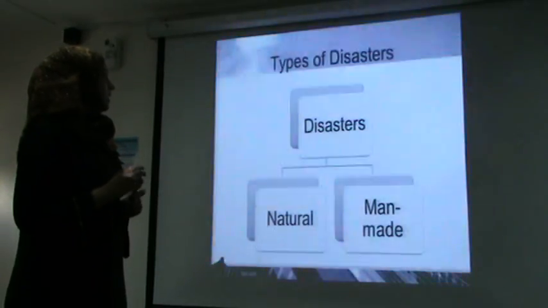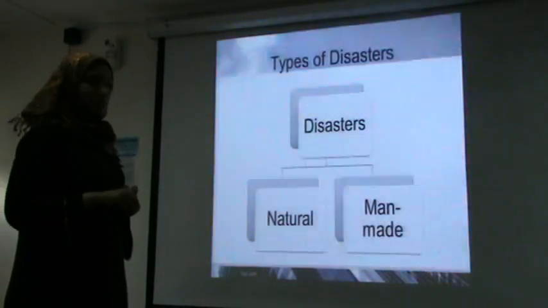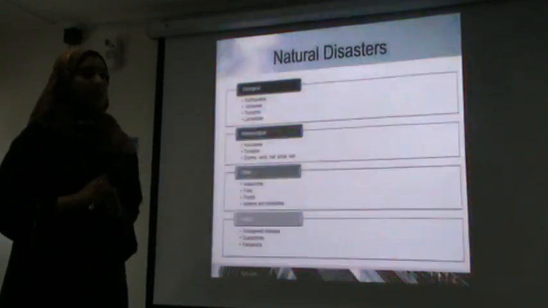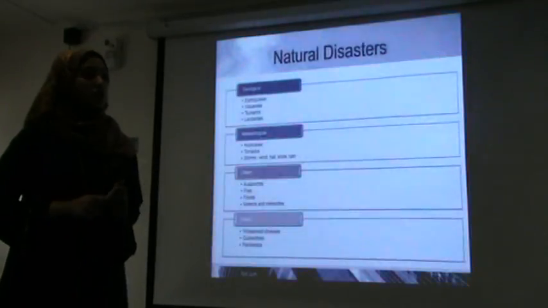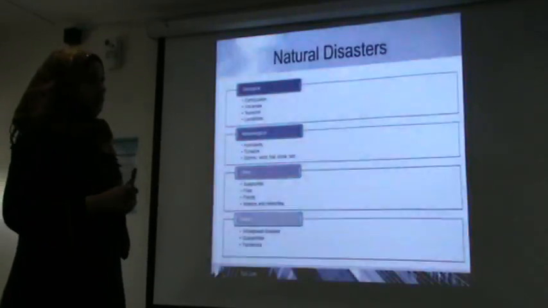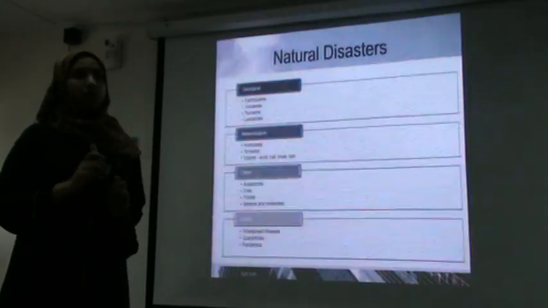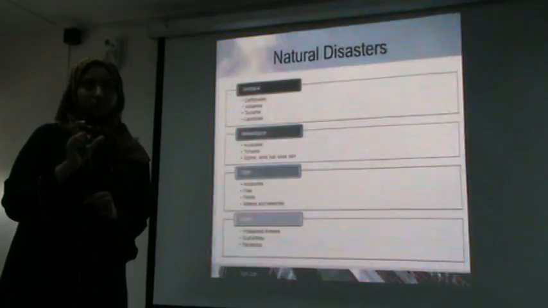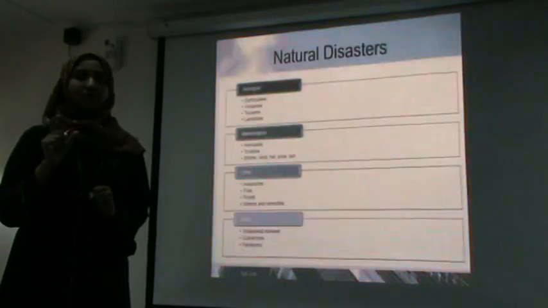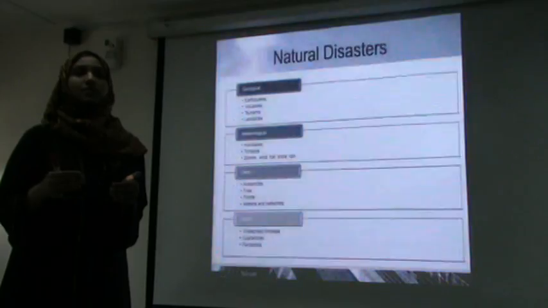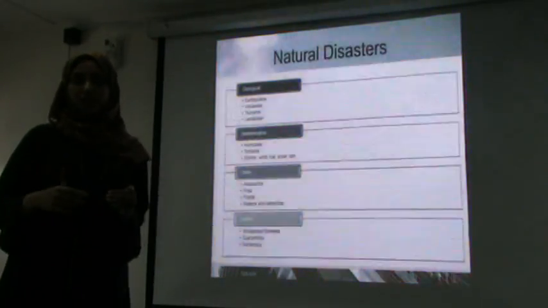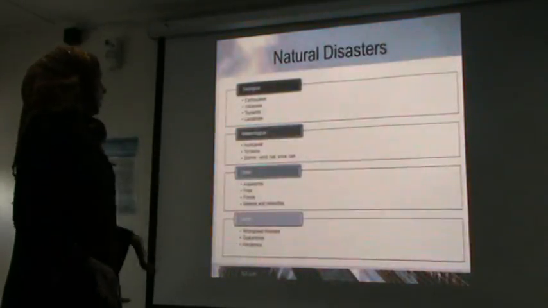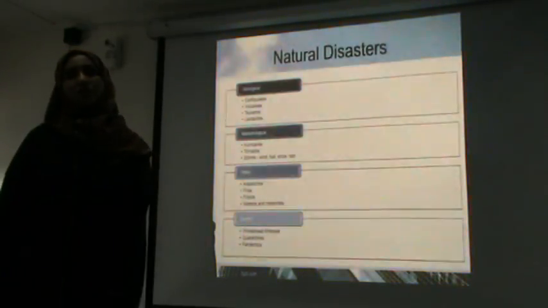Now, disasters can be broadly classified into natural and man-made types, and we're going to see what they are. Natural disasters can further be classified into geological, meteorological, other categories, and health disasters. The prefix geo means earth. So when we say geological, it means natural disasters related to the earth, and we see various examples like earthquakes, tsunamis, volcanoes, landslides, etc.